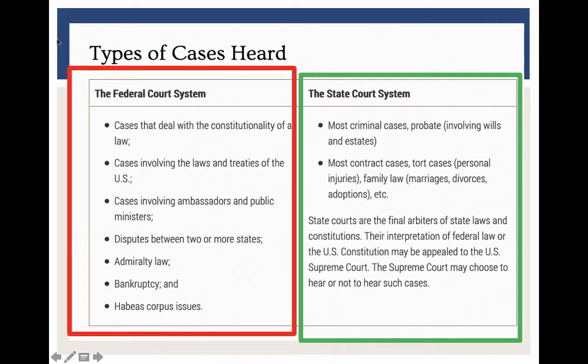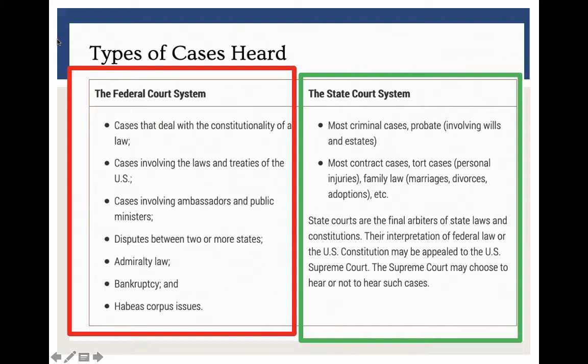All right, so types of cases heard. On the left, we have highlighted in red the federal court system: cases that deal with the constitutionality of the law, cases involving the laws and treaties of the U.S., cases involving ambassadors and public ministers, disputes between two or more states, and admiralty law, bankruptcy, and habeas corpus issues.